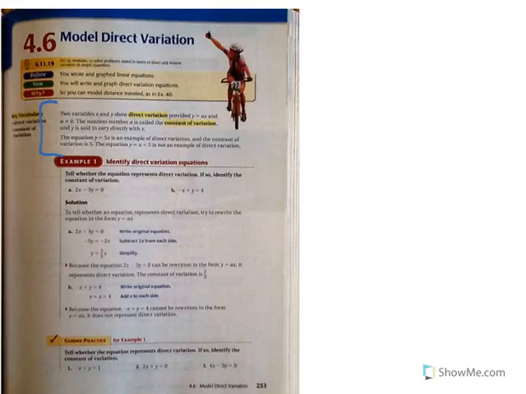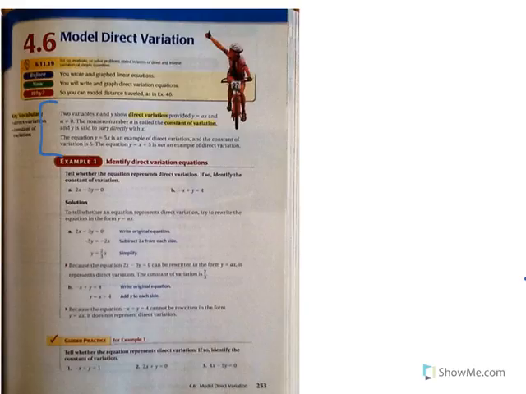It says here, two variables, x and y, show direct variation, provided y equals ax and a is not equal to 0. The non-zero number a is called the constant of variation, and y is said to vary directly with x. So this is sort of like slope, but with a specific situation where the y-intercept is equal to 0 as well.